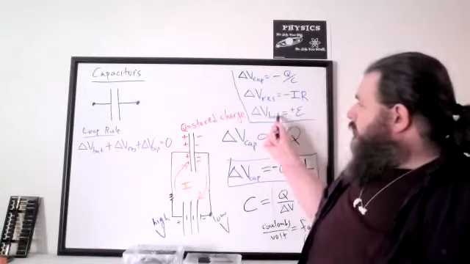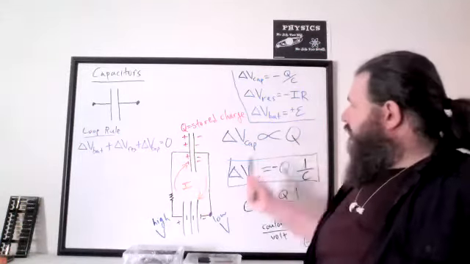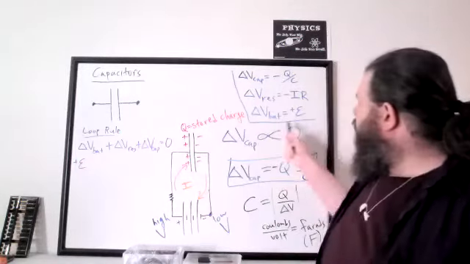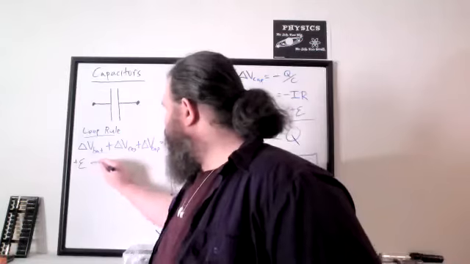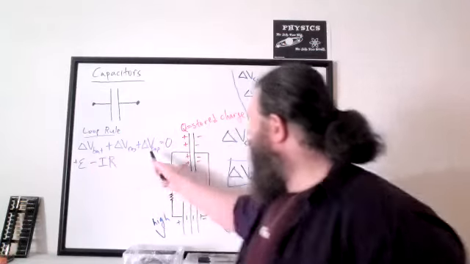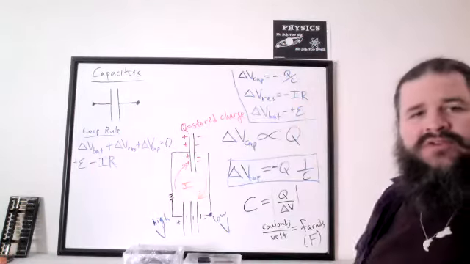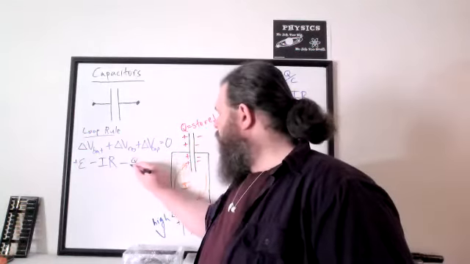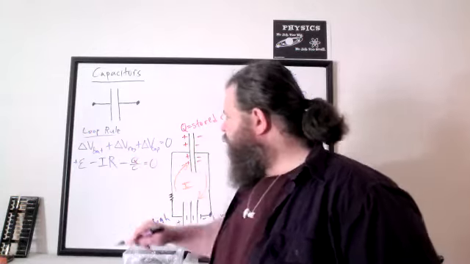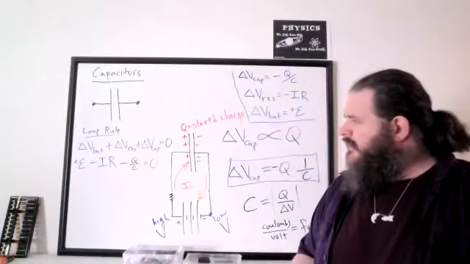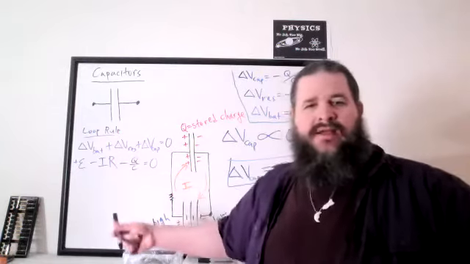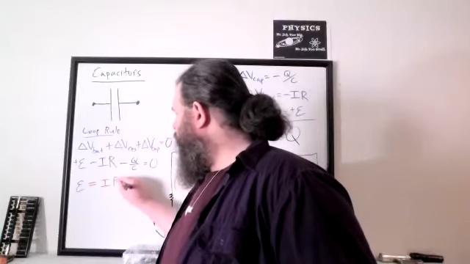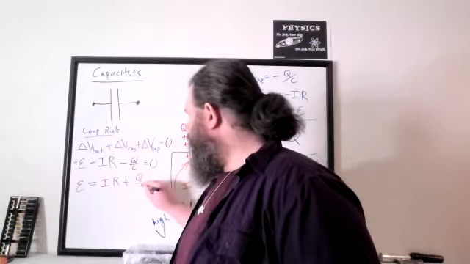And then we can fill in these formulas. Delta V for the battery is plus epsilon, this constant voltage boost. Delta V for the resistor is negative IR. Delta V for the capacitor is negative Q over C. That's the pushback from the stored charge. And I find it helps here to add those negative terms to both sides. So we can write this as epsilon equals I times R plus Q over C.